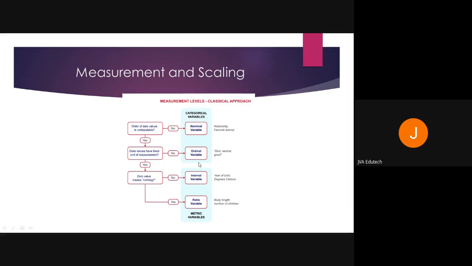Now, one basic difference between interval and ratio variable is the concept of zero. If zero value means nothing, that means a ratio variable. But if zero value means something, then it's an interval variable. So there is not much difference between the interval and the ratio variable. The only difference is the value of zero. Zero has some value in case of an interval variable, but in a ratio variable, zero means nothing at all.